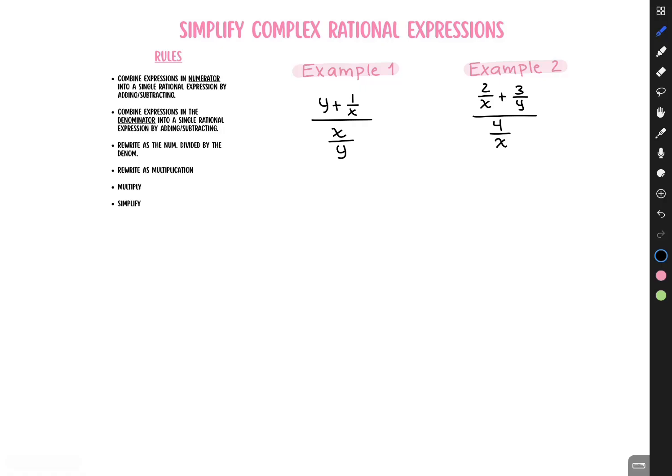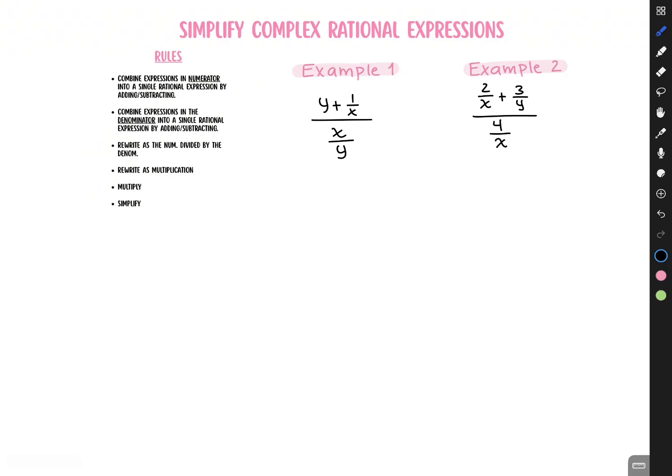My name is Ray. In today's video, I'm going to be teaching you how to simplify complex rational expressions. A complex rational expression is just a fraction that has fractions in the numerator or the denominator or even both, as seen in examples 1 and 2. These tend to look scary, but it's really just fraction problems in disguise.